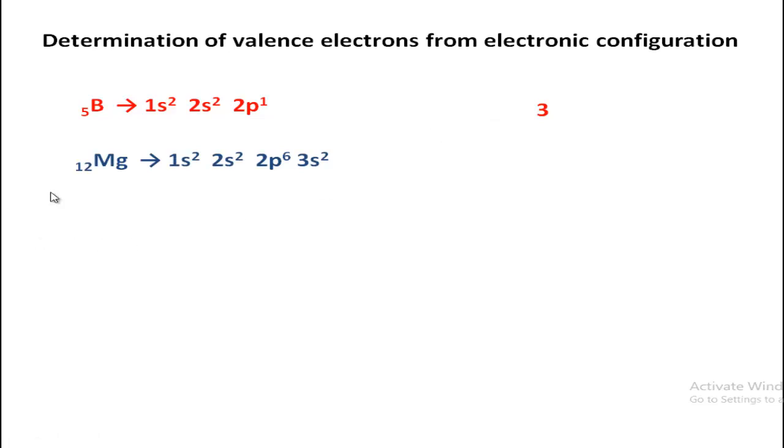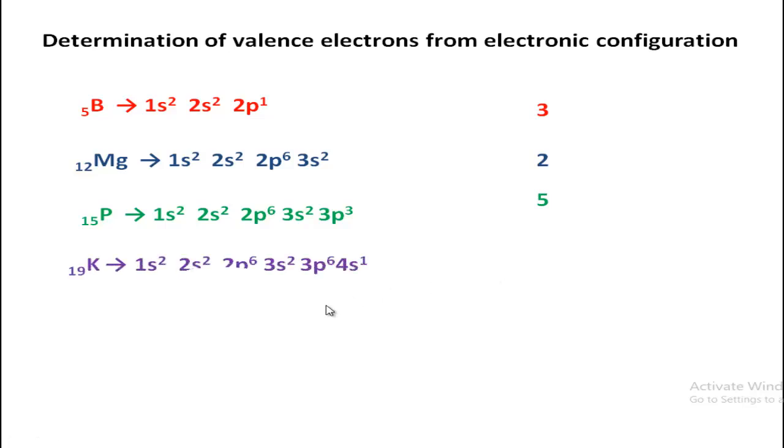Another example, magnesium. Electronic configuration is this. So its outermost shell is the third shell, and the third shell contains 2 electrons. So its valence electron number will be 2. More example, phosphorus. So the outermost shell is the third shell, and the third shell contains a total of 5 electrons. So its valence electron number will be 5.